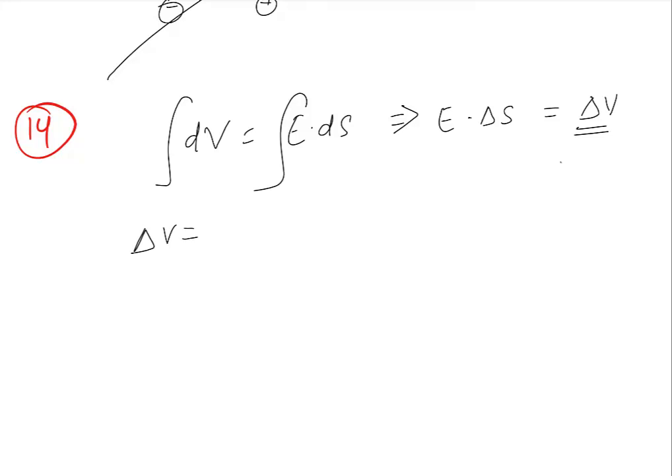So delta V is equal to E, that is equal to F over Q into delta S. So F is 5000, Q is 5 coulombs, and displacement is 1 centimeter, that is 1 over 100. So this gives me the answer 10 volts.